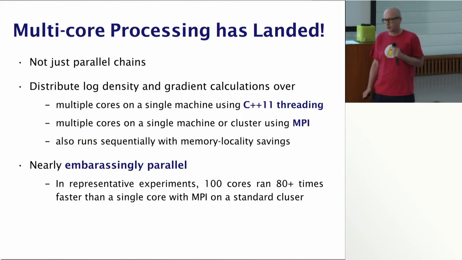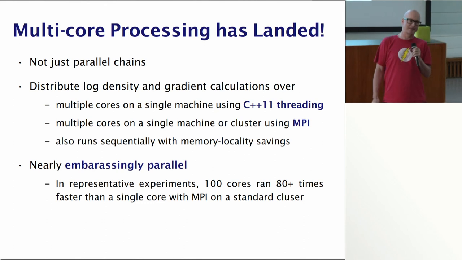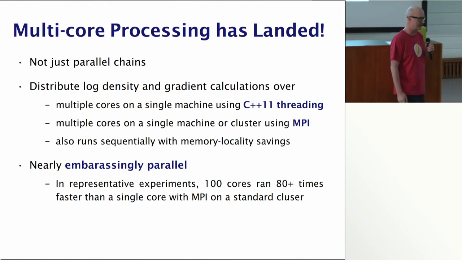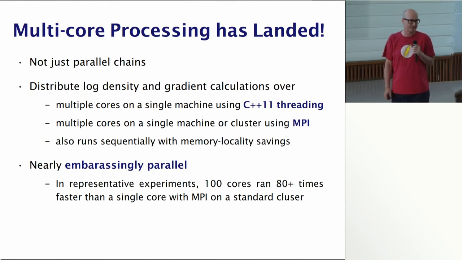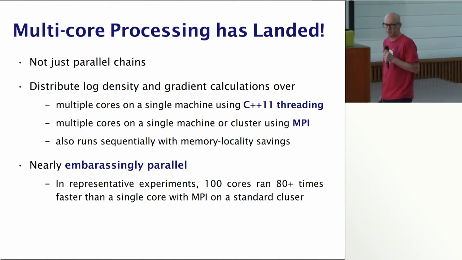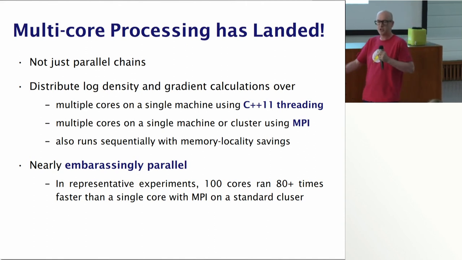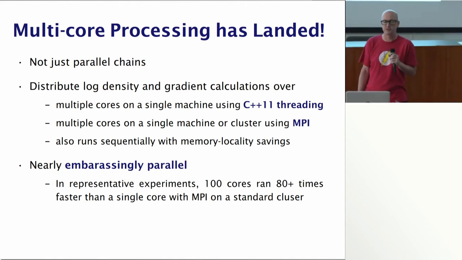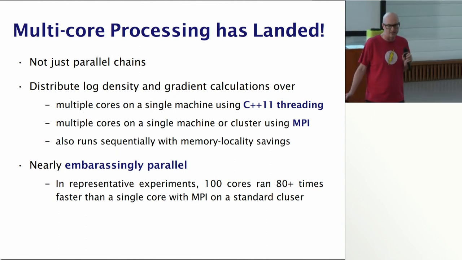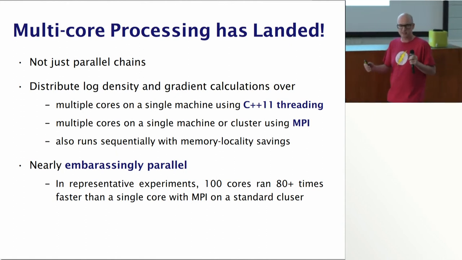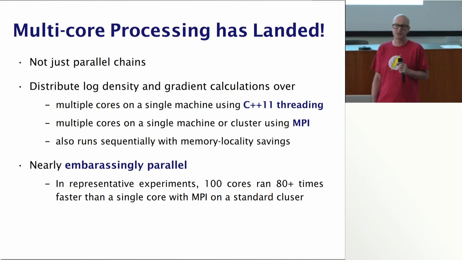So the most important thing that has happened in the last year, or probably the last 4 or 5 years for Stan, is that multi-core processing has finally landed. Now we can finally do MapReduce type operations within a Stan evaluation of the log density function. We've always been able to do parallel chains, but now we can take a single chain and parallelize the operations inside of it.